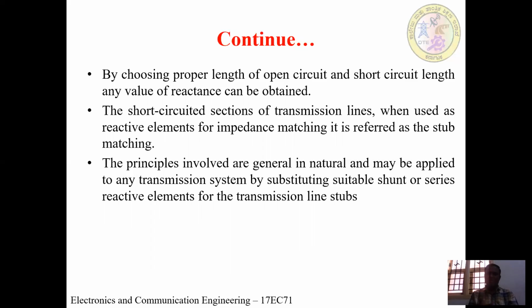This additional length that we take for any value of the reactance, we call a stub. When a short circuited section of transmission line is used as a reactive element for impedance matching, we take it with the opposite value. The load is connected and has some reactance; opposite to that reactance, we take a small piece of line, which we call a stub. Using this stub, I am going to cancel that reactance. That method is called stub matching.